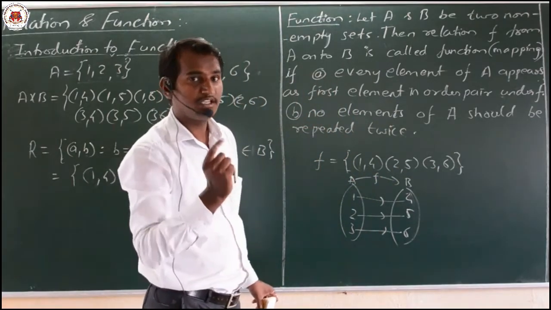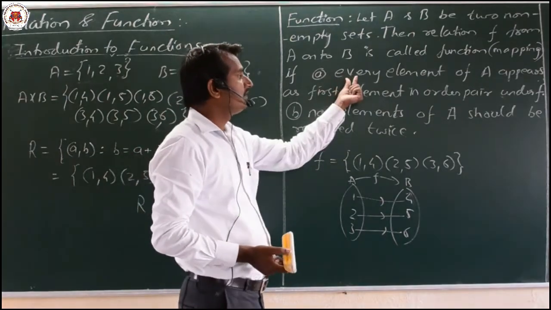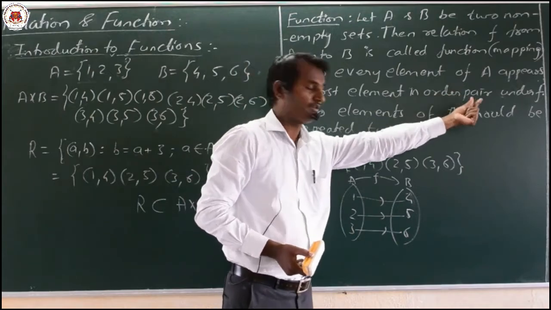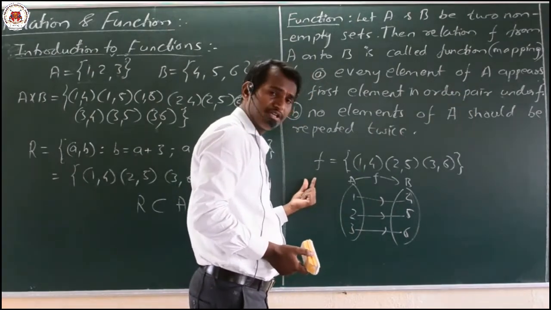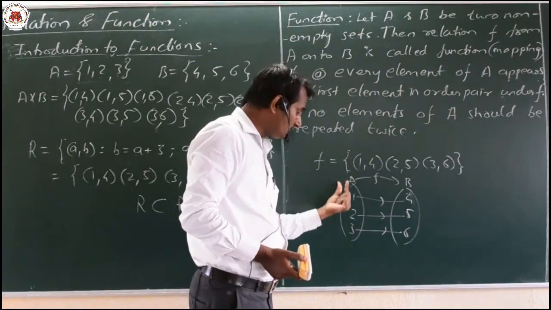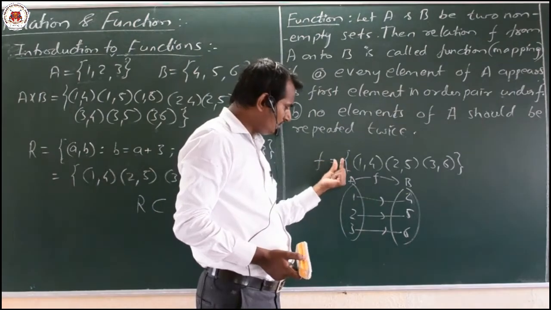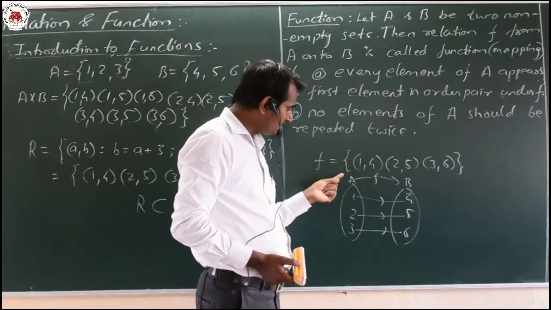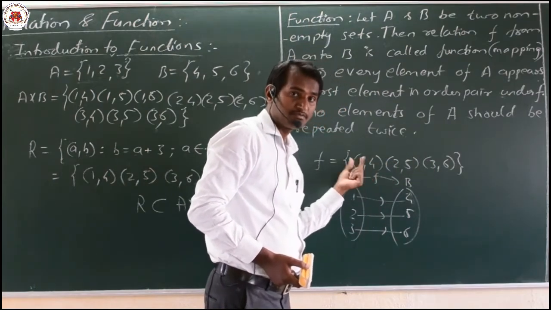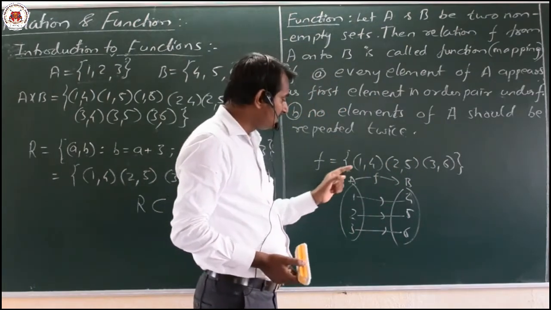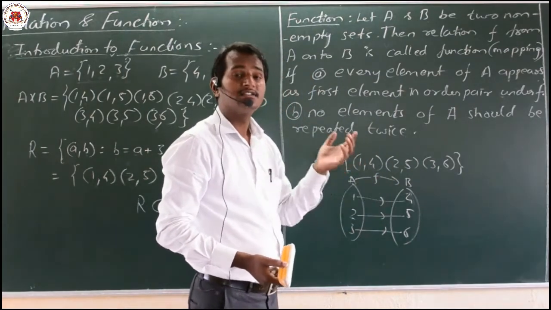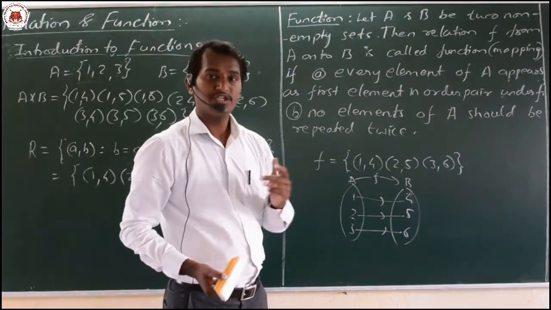Pay attention one more time, that is every element of A appears as the first element in the ordered pair under f. Every first element of every ordered pair should belong to the set A, or else all the elements of the set A should be the first element of every ordered pair. First condition. Second condition means it should not be repeated. Every first element should not be repeated twice or more than that. If it is repeated, it is not a function.